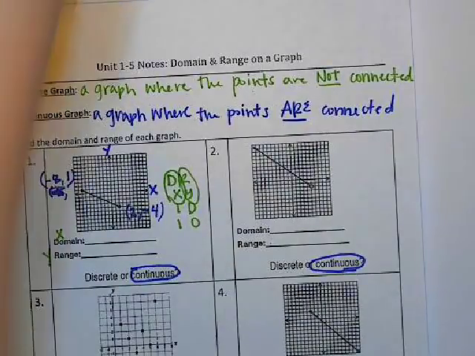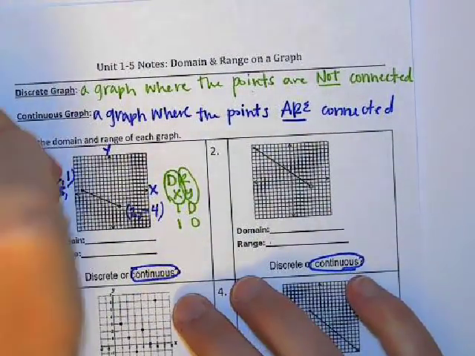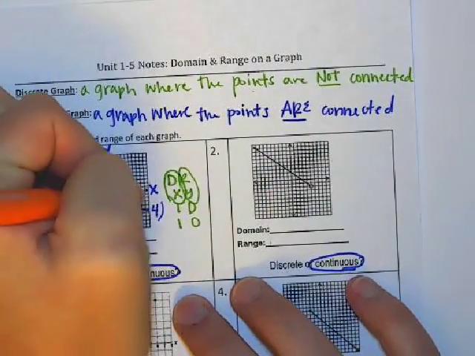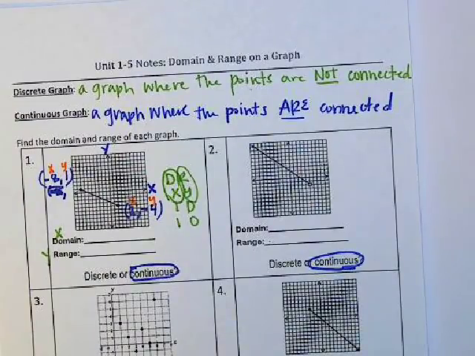Okay, now I need to know x, y, x, y, like an ordered pair. I need to know what my x's are and what my y's are. Label them. Okay?